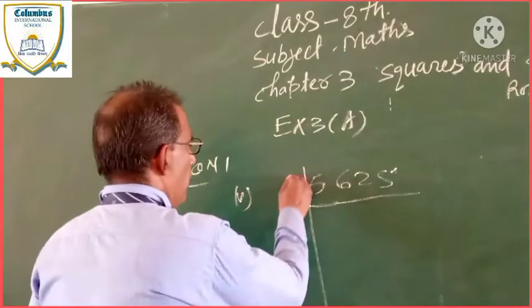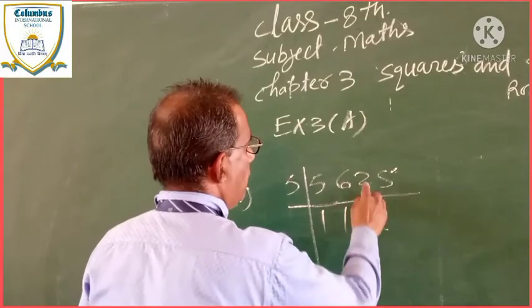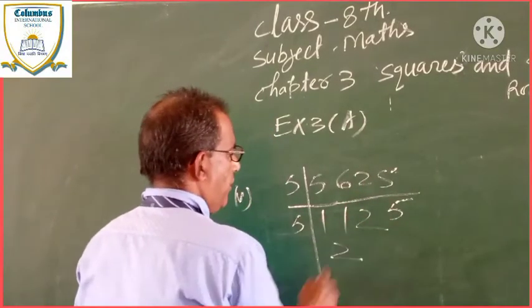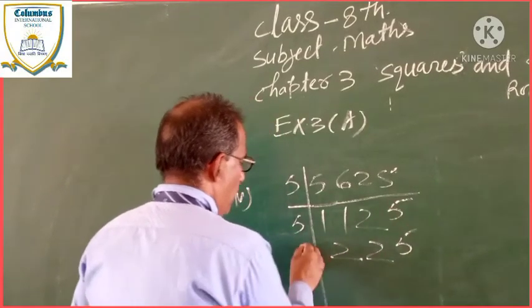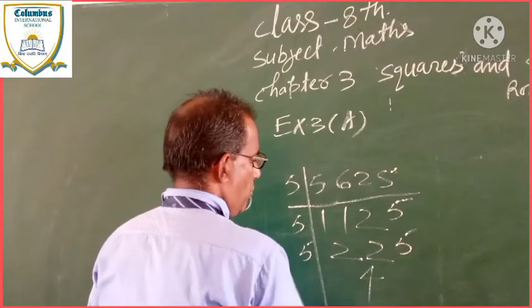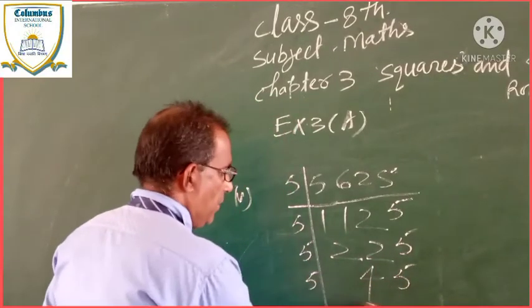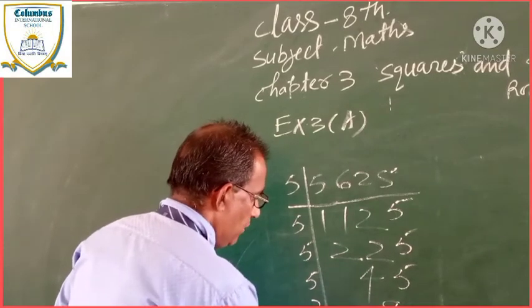So 5 1s are 5, 5 1s are 5, 5 2s are 10, 5 5s are 25. And again by 5, 5 4s are 20, 5 5s are 25. And 5 9s are 45, 3 3s are 9, and 3 1s are 3.